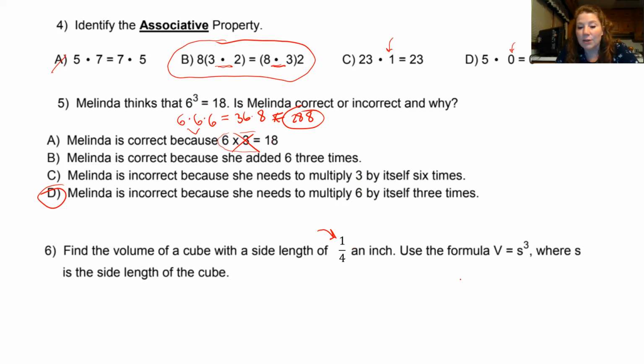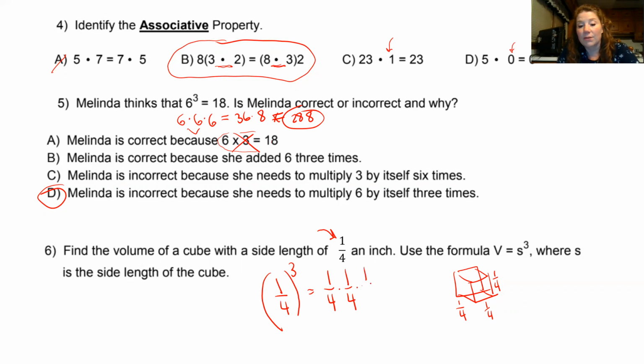To find the volume of a cube, we have a 3-dimensional cube, which means we have to multiply 3 numbers to find volume. If our length, our width, and our height is all 1/4, basically what we're doing is we are saying what is 1/4 raised to the power of 3, which is the same thing as 1/4 times 1/4 times 1/4. I know that 1 times 1 times 1 is 1, and 4 times 4 is 16. 16 times 4 is 64. So the answer is 1/64 inches cubed.